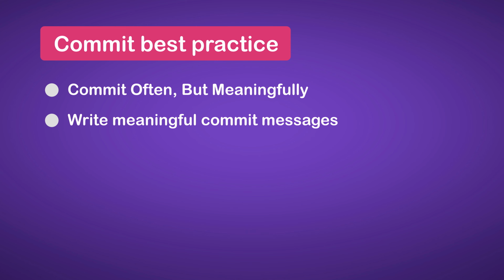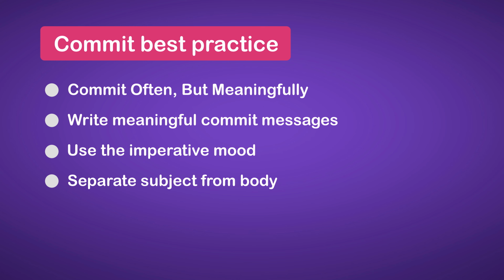A good commit message clearly explains what changed and why. Avoid vague messages like fixed stuff or update code. Instead of fixed bug or updated files, aim for clarity like fixed off by one error in user login validation or refactored product API to support pagination. Use the imperative mood. Start your commit messages with a verb as if you are giving a command. For more complex changes, use a short subject line, usually 50 characters or less, followed by a blank line and then the more detailed explanation. I will show you an example of this later.